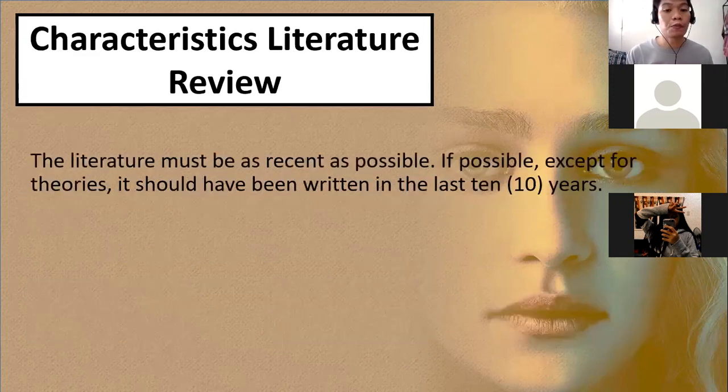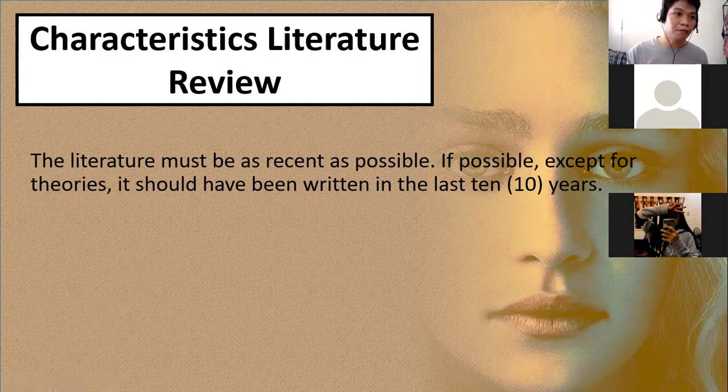The literature must be as recent as possible. If possible, except for theories, it should have been written in the last 10 years. So the validity of a reference or related literature should be 10 years siya. Kaya halimbawa, since we are 2021 naman, ibig sabihin, yung related literature that you should look for, pinakamatagal is 2011 kasi 10 years siya. Kasi possible marami ng changes.